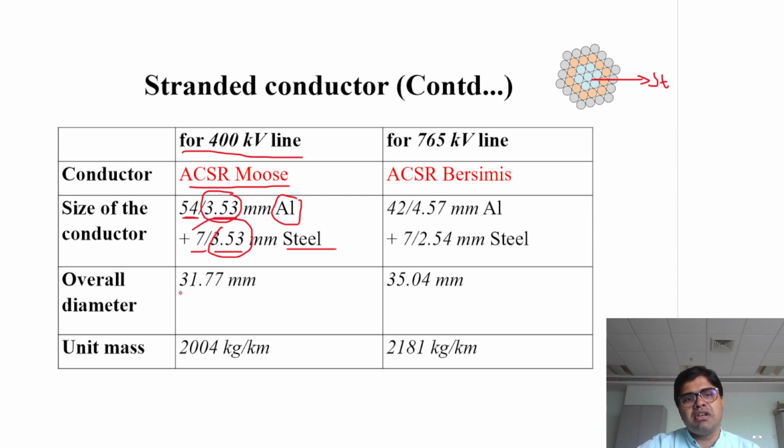Now the overall diameter of the conductor is 31.77 millimeters, and it provides a mass of 2004 kg per 1 kilometer length of the line.